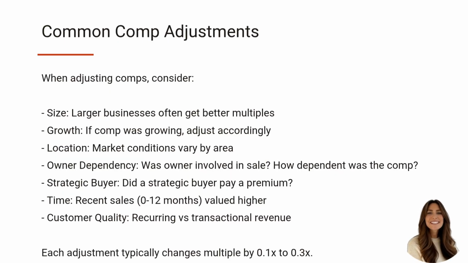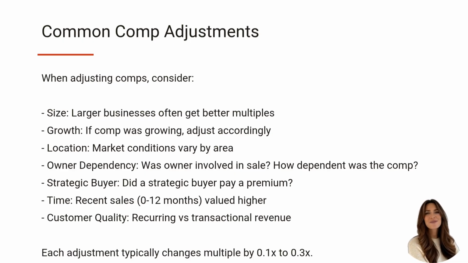Every comparable sale is different, so you adjust. Size. A business your size should get a similar multiple to same-sized comps. If you are comparing to a much larger business, adjust down slightly. Growth. If a comp had exceptional growth, it probably got a higher multiple. Account for that. Location. Market conditions differ.